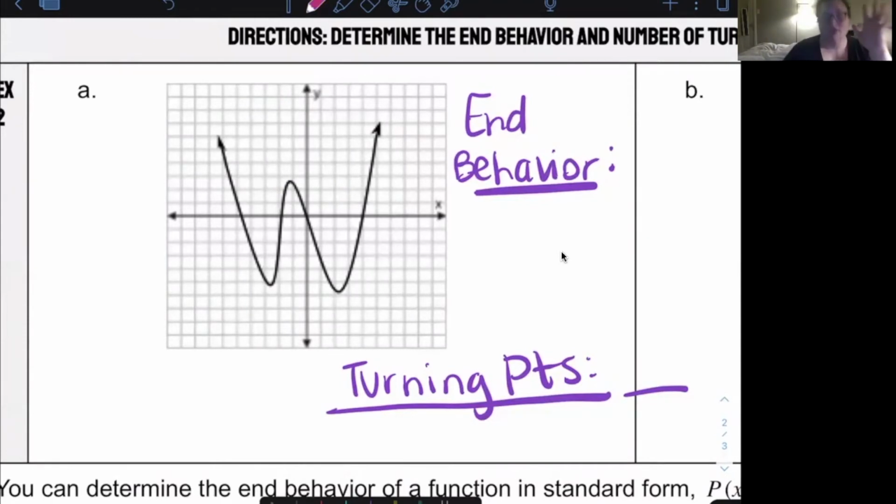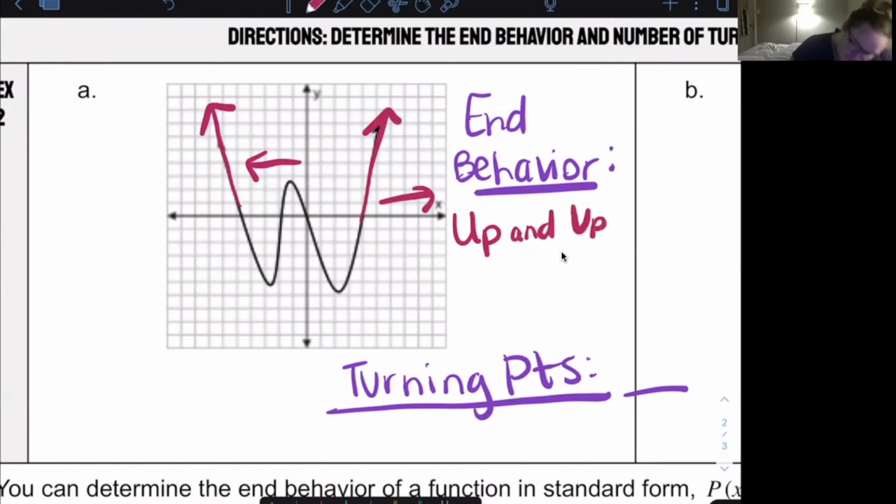So for this function, what happens as our graph extends to the far left? Well, our graph is increasing, so we're going to say that our end behavior to the left is up. Then our end behavior to the right, well, our graph still extends up, it still increases, so we say up and up. So our end behavior is up and up.